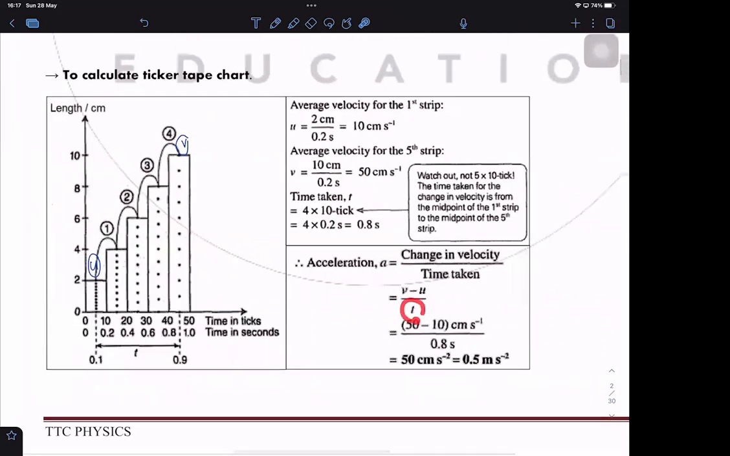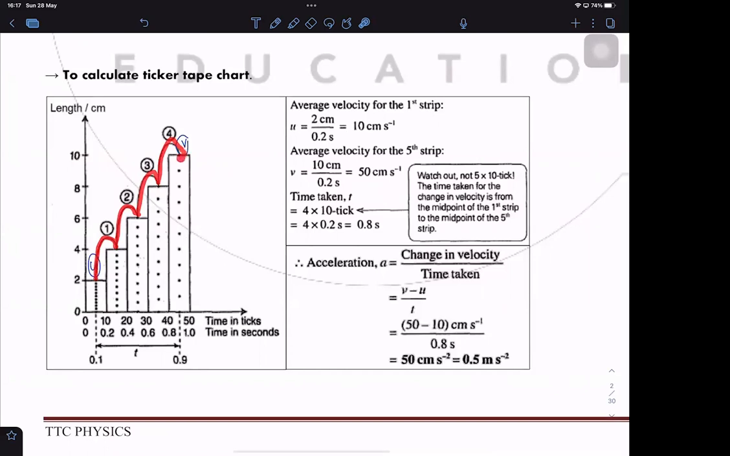Okay, now again, the time for the acceleration is the tricky part. So from initial to final, how many times do you need to jump? This whole thing is the initial, this whole thing is the final. So from initial, you jump 1, 2, 3, 4. You jump 4 times.